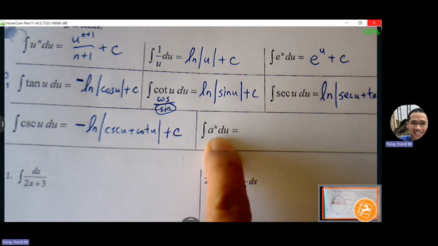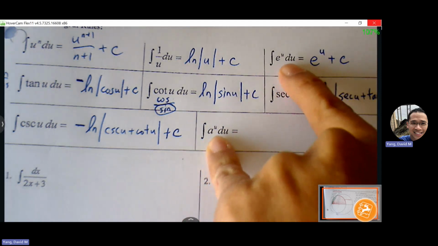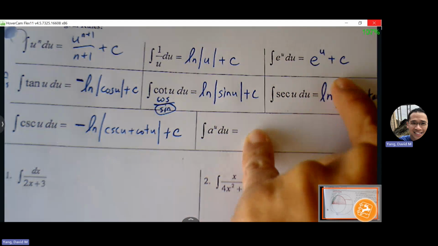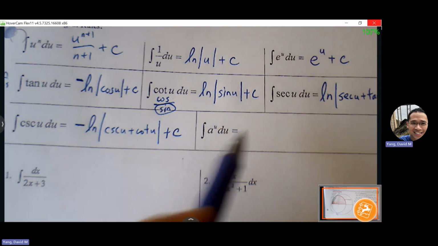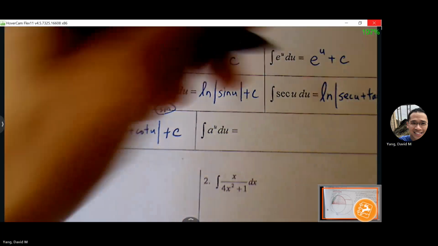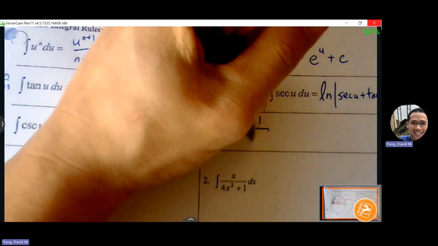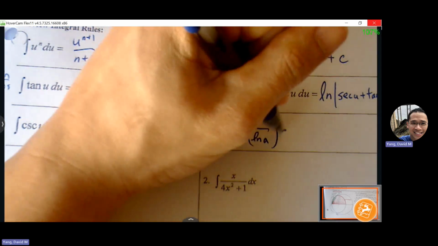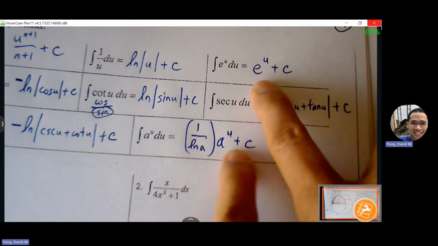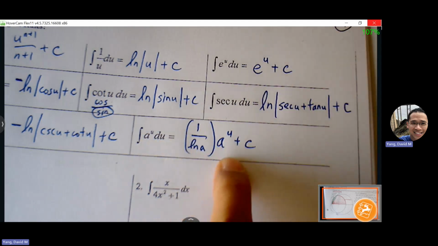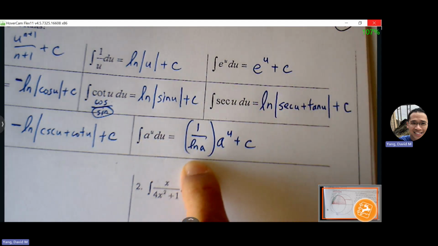Okay, a to the u du. This is an exponential function. Exponential function is related to e to the u, so these are similar in the sense that they're both going to produce the function itself. But this is not base e, so what's going to be in front of it? Yeah, 1 over ln of a. And then the original function shows up plus c. I want you to feel like you're working with something familiar, because e to the u is itself, a to the u is also itself, just with a little bit of something extra in front.